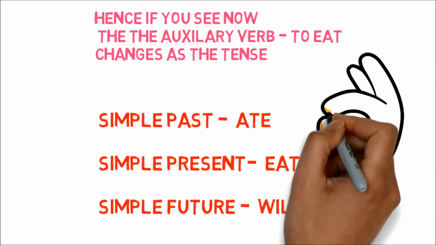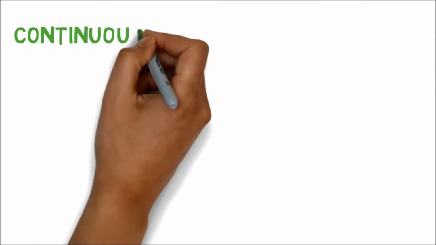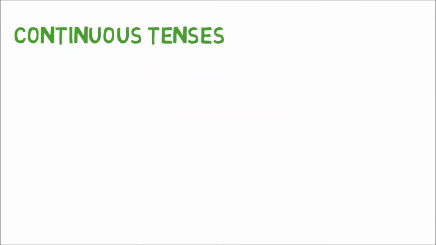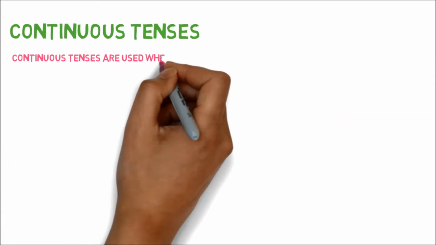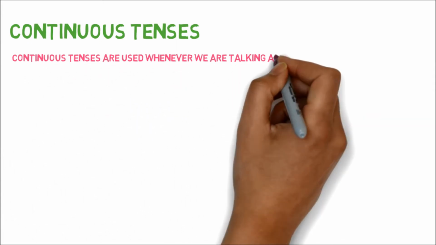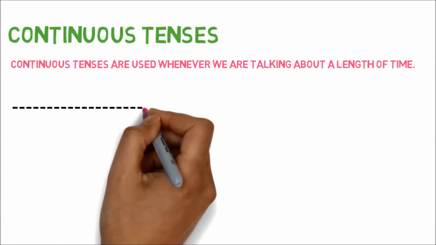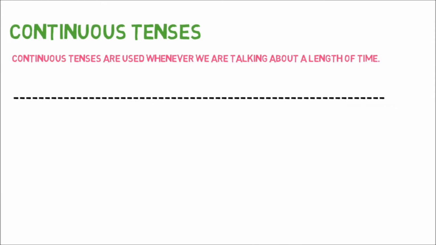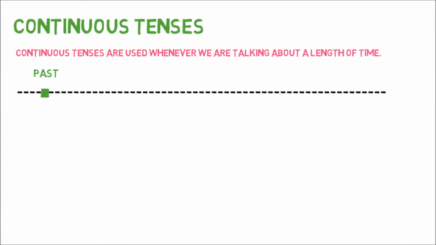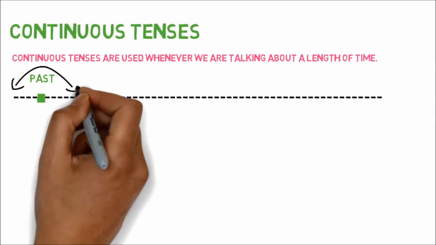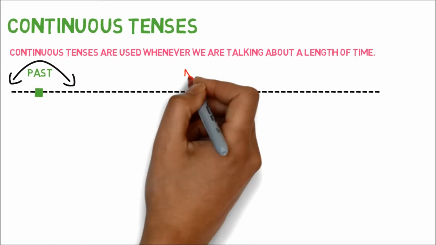Wow, that's a relief. We finished something. Let's go on to the next one. Continuous tense. Continuous tenses are usually used whenever we're talking about a length of time. So again, when we go on the timeline, we see that we are going to talk not only of the point in time, but we are going to talk about a length in time of the past, the present, and the future.